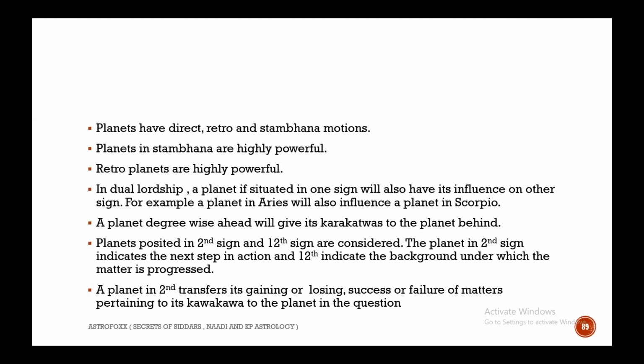Planets have direct, retro and Stambhana, this you can understand. Planets in Stambhana are highly powerful, because at that time they try to become direct from retro. That one particular moment they will be in Stambhana. Software like Jagannatha Hora also gives the Stambhana motions. Those planets are considered like exalted.